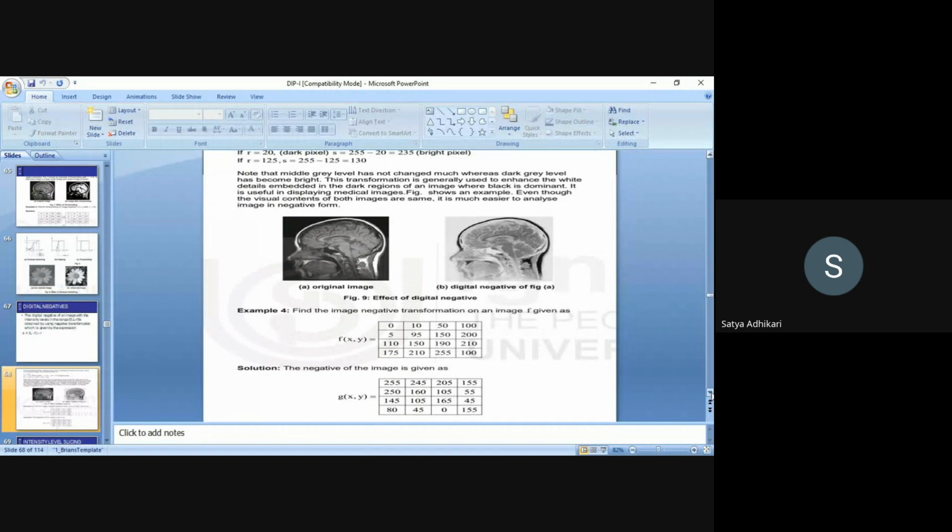So this is the digital negative image. You only see that the white color in the first image is converted to the corresponding black color, and the darker pixel is converted to a brighter pixel, and vice versa.